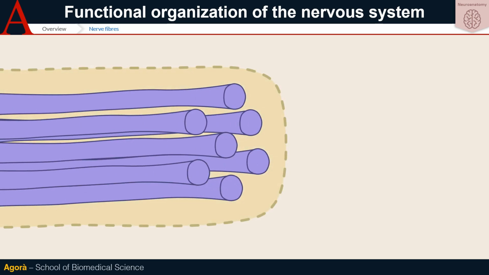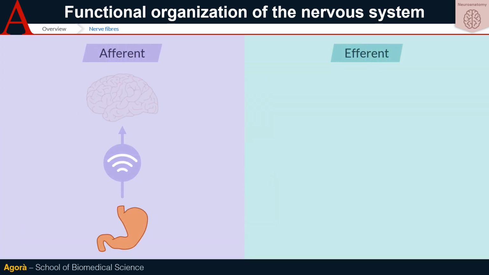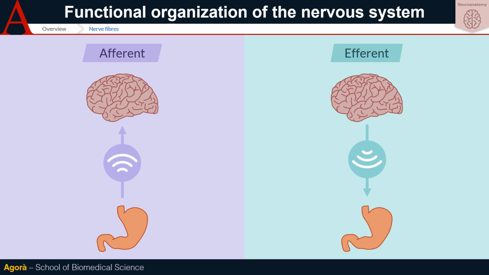First of all, neural axons together with their potential myelin sheath form the nerve fibre. These fibres can be categorized into afferent or sensory and efferent or motor, depending on the direction of the impulse. Afferent fibres transmit information from the peripheral nervous system to the brain, while efferent fibres transmit information in the opposite direction.